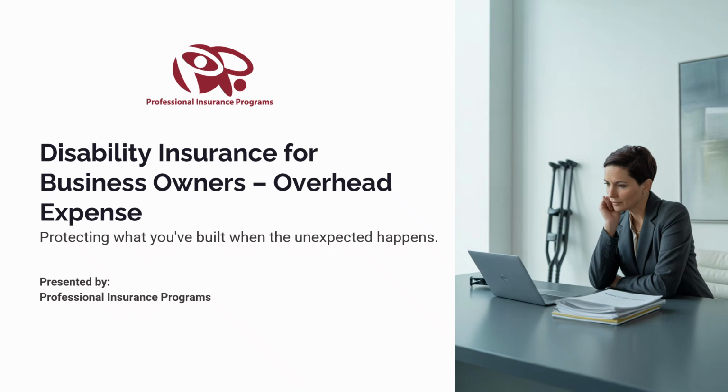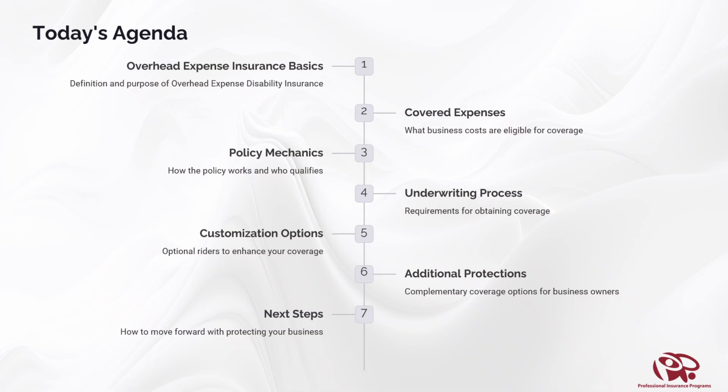Today, professional insurance programs will be focusing on something that's often overlooked but incredibly important: disability insurance for business owners, specifically overhead expense coverage. If you're a business owner, this coverage can help protect the future of your business if you become temporarily disabled. Here's what we'll cover today: what overhead expense disability insurance is, what expenses it covers, how the policy works and who qualifies, what the underwriting process looks like, optional riders you can add, additional coverage options for business owners, and finally, a few takeaways and next steps.